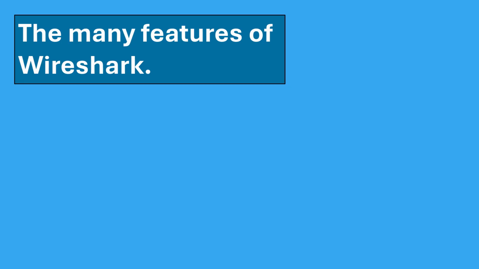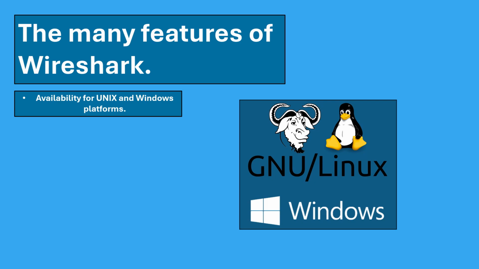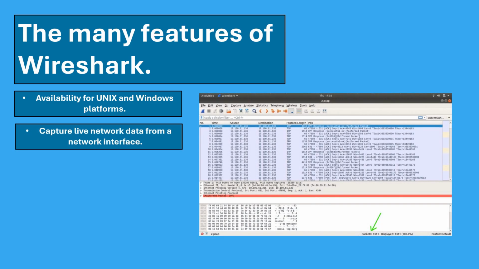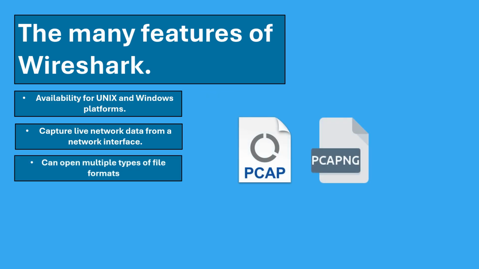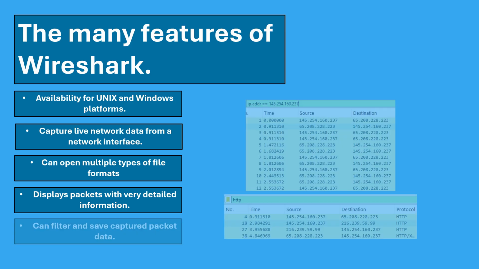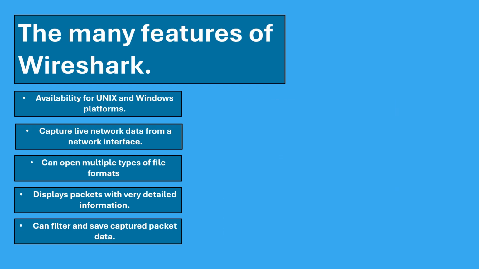Let's take a look at some of the many features of Wireshark. For starters, Wireshark has availability for Unix and Windows platforms. Next, Wireshark allows you to capture live network data over a network interface. Wireshark also allows you to open multiple types of packet capture file formats. Wireshark displays packets with very detailed information, allowing for deep packet analysis. Wireshark can also filter and save captured packet data.